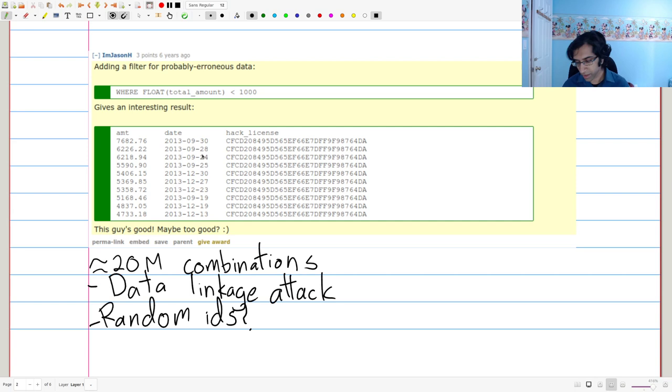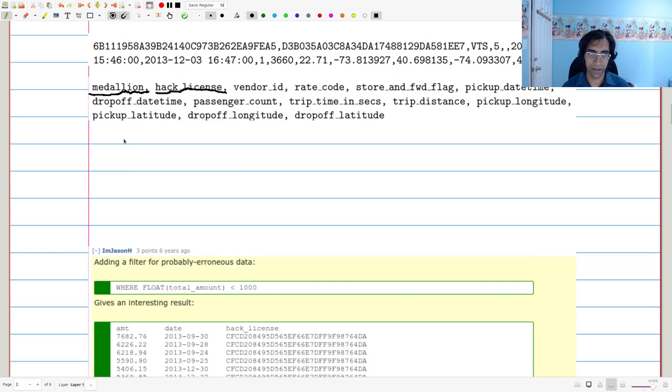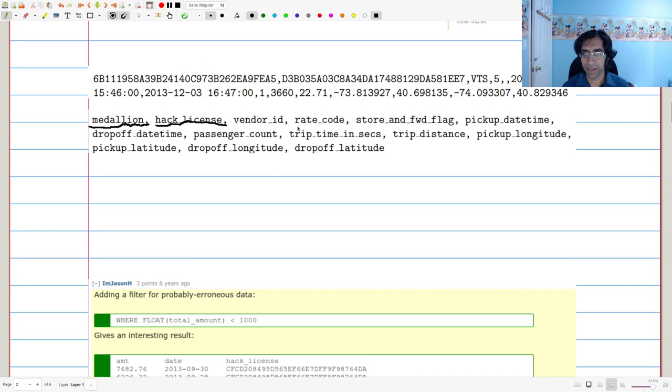Let's provide an example. Suppose your friend is leaving work at 5:30 p.m. and they got into a taxi on a specific date, at a specific time, at a specific location. Even ignoring things like the medallion and hack license number, you can take a look at the data set, at their pickup date time and their pickup latitude and longitude, which is where they were picked up and when. You can see the drop-off location, the latitude and longitude, as well as the drop-off date time, and this might potentially give you access to their home address.